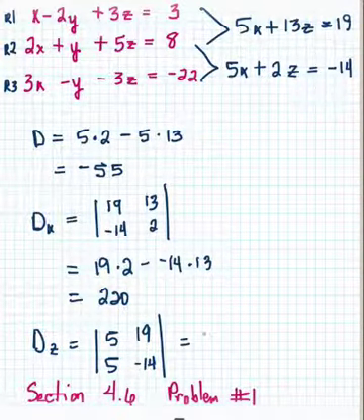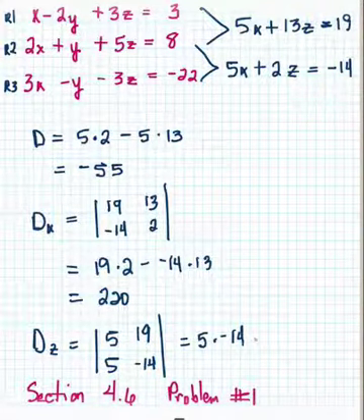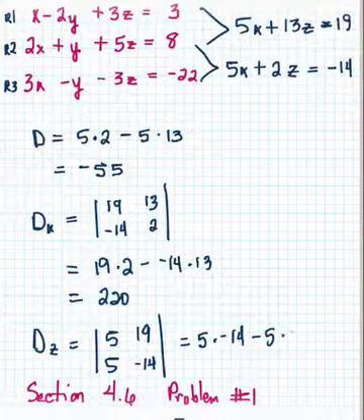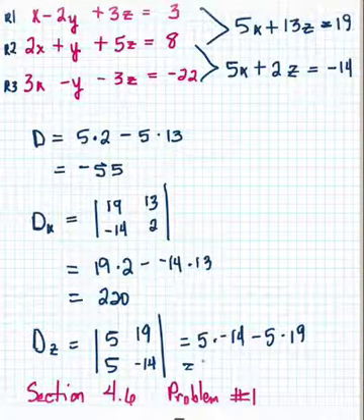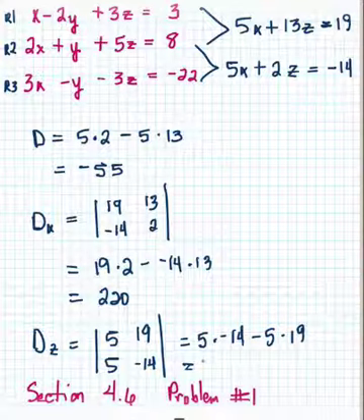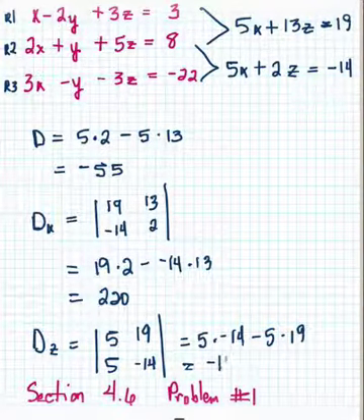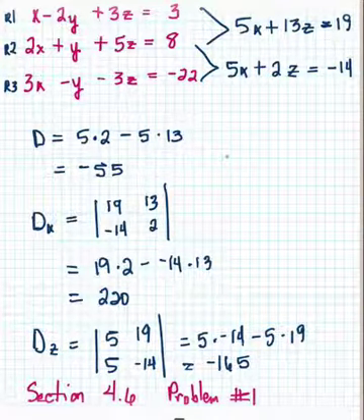okay? And we're going to get here 5 times negative 14 minus 5 times 19, whatever that is. Let's see here. 5 times negative 14 minus 5 times 19. It seems like I could have, well, anyway. We'll just leave it at this. Negative 165. So it looks like, hopefully this is all going to work out nicely here.